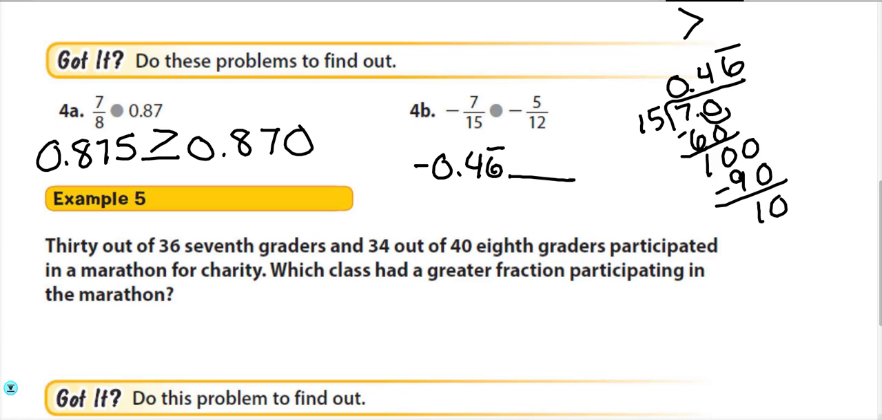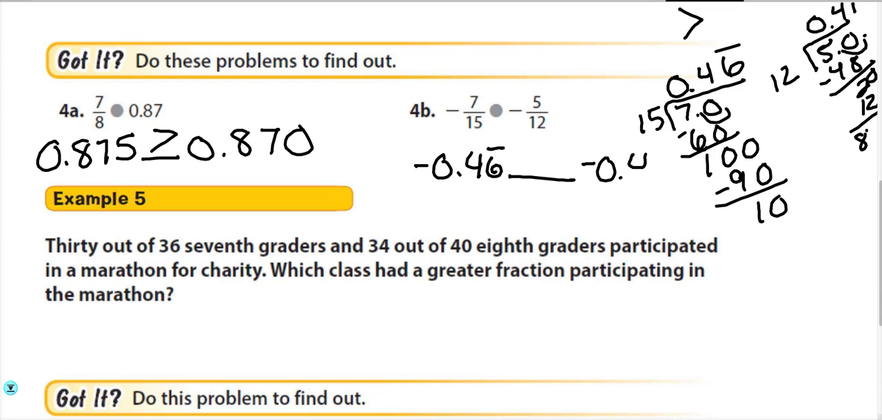Over, and we have -5/12. Let's see, that's going to go in 4 times for 48. 2 left over, that's going to be 20, so that's going to go in 1 time, so that's going to give us 12, so there'll be 8 left over. And actually we can stop there because we already know it's 0.41, so it's going to be -0.41 something something, and from there we know it's going to be less than.